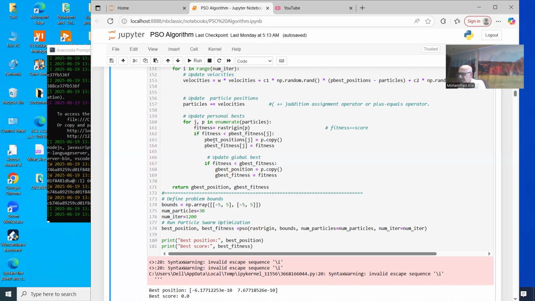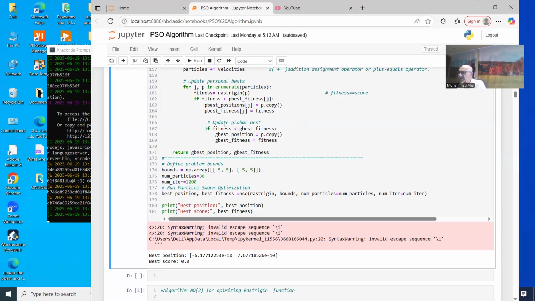Now, if the fitness for any particle is less than the already existing best personal fitness, we have to adopt it, and then we take a copy of the position, and this will be the particle best position of the iteration J. And the same thing applies for the fitness, which will also be assigned to the particle best fitness for the iteration J.